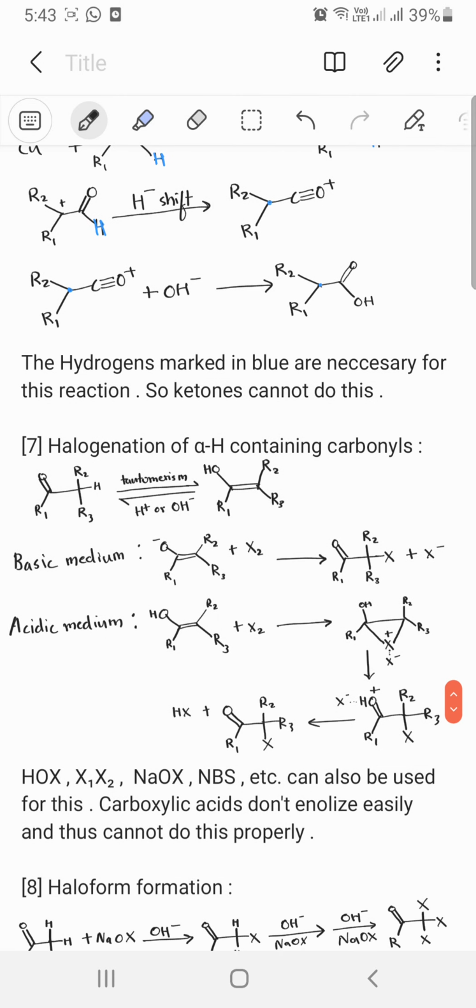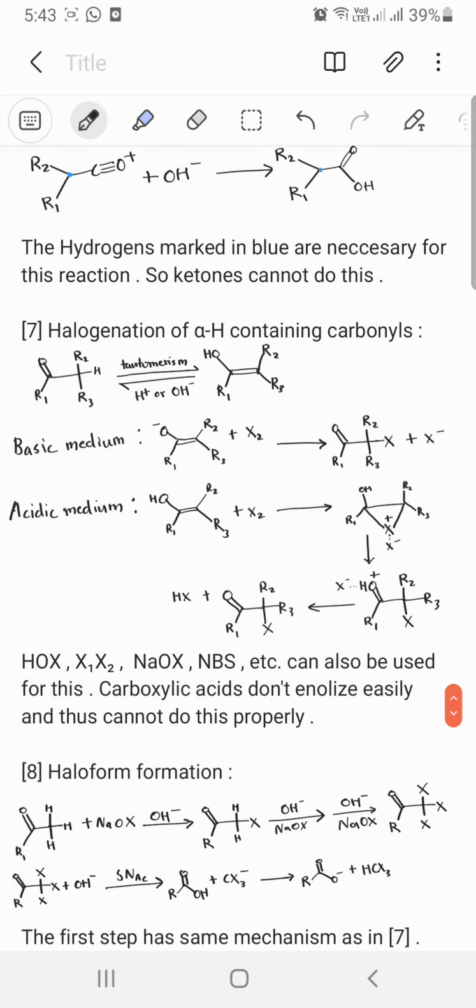Halogenation of alpha hydrogen containing carbonyls. Right, that's about correct. This is a nice mechanism. So basic medium is very simple. What about the acidic medium? So it's an alkene. That's why I can do that. Okay, in acidic medium, when you tautomerize the thing, you get something like this.